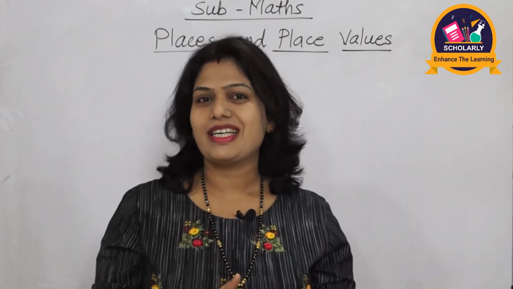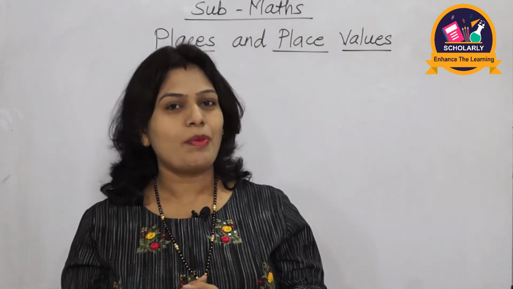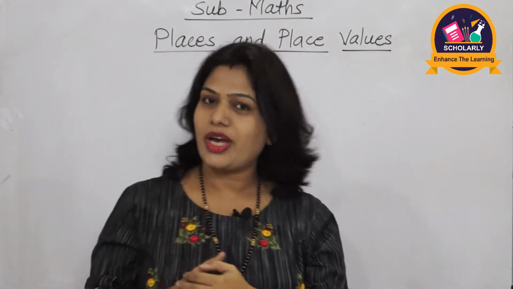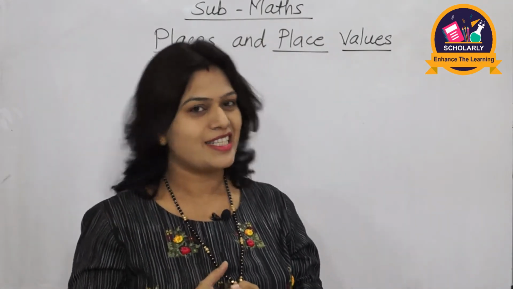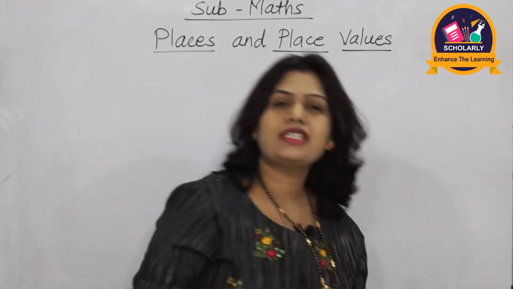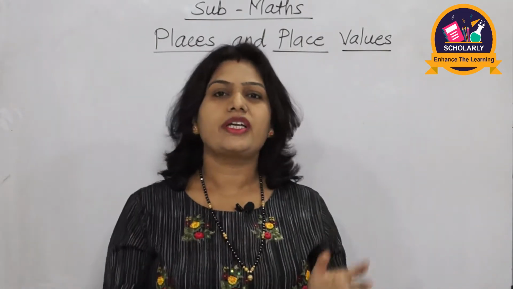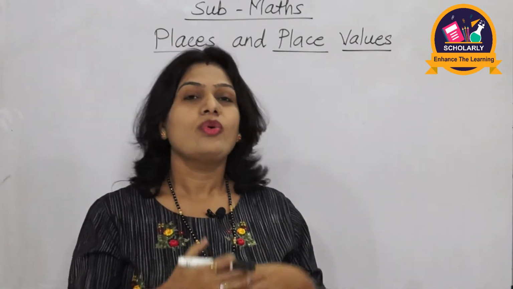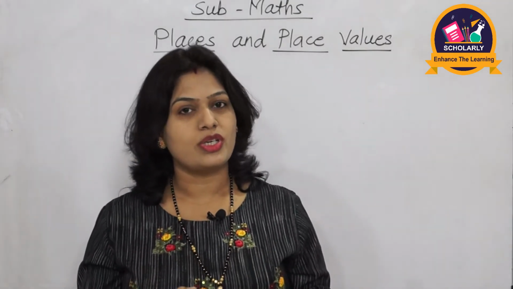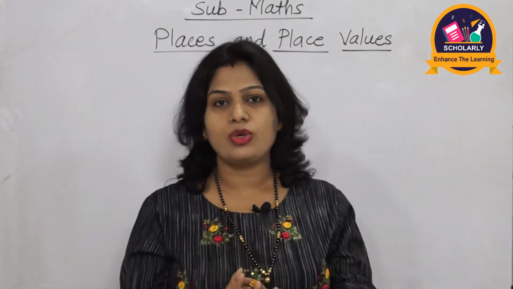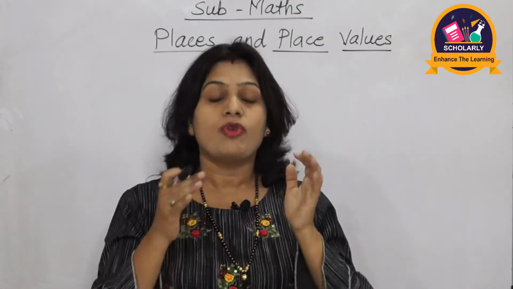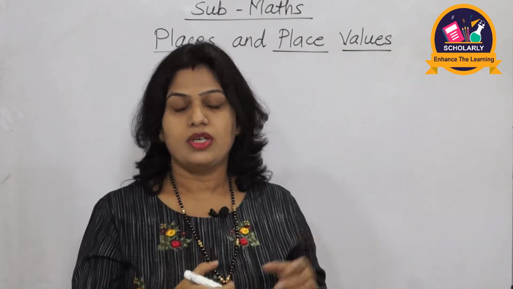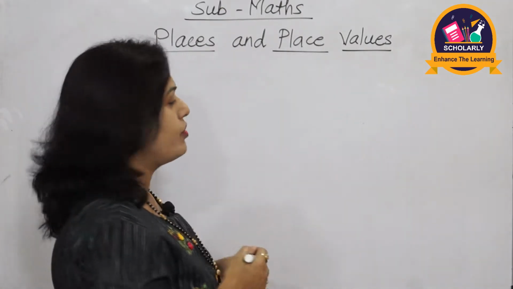Today our subject is mathematics and the topic is places and place values. Okay, so ready to learn? Let's get started. Friends, we have learned how to read numbers with 5 digits, with 6 digits. Now in this video we are going to learn how to count the place values of each digit in the given number. For counting the place values, we should know all the places in the number. So let's see an example first.